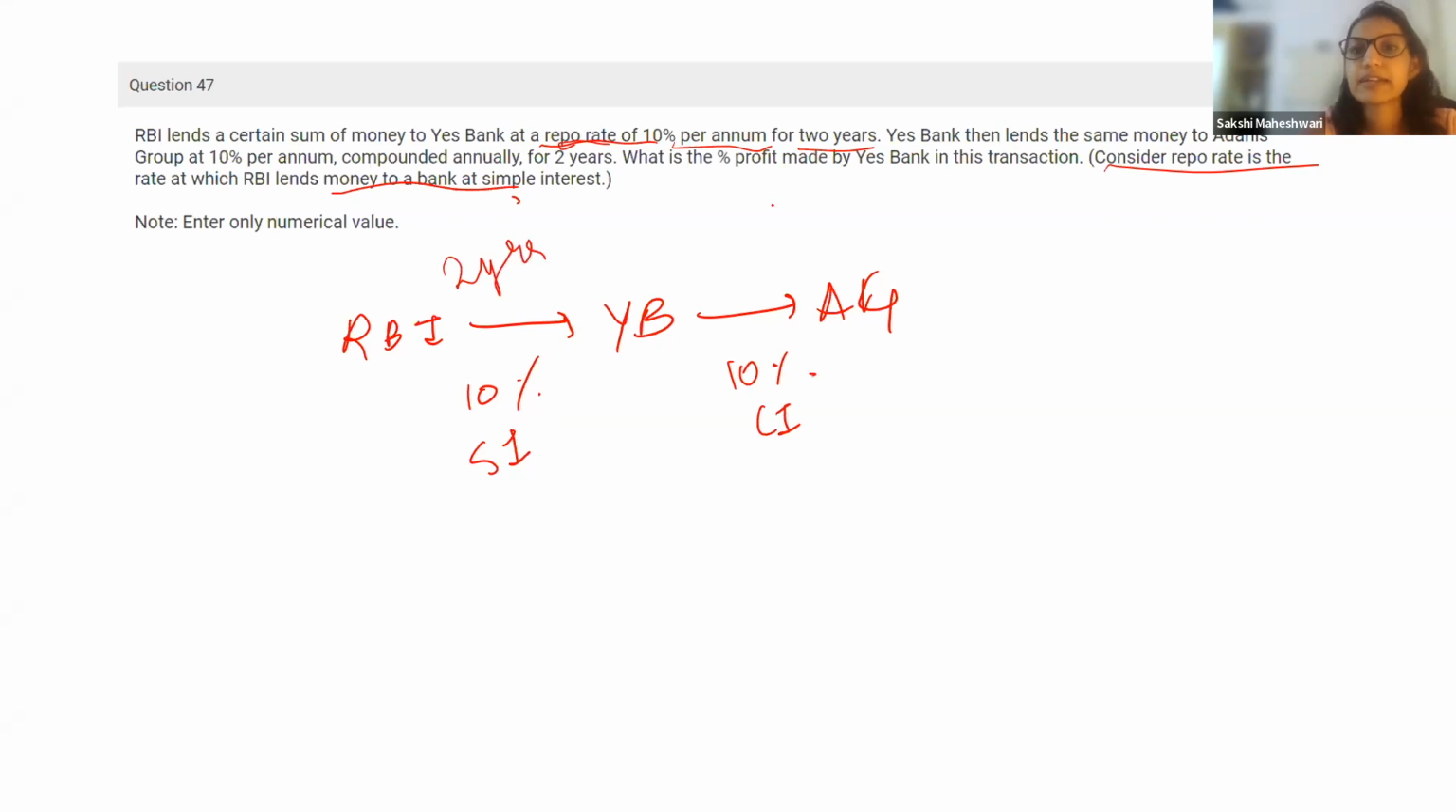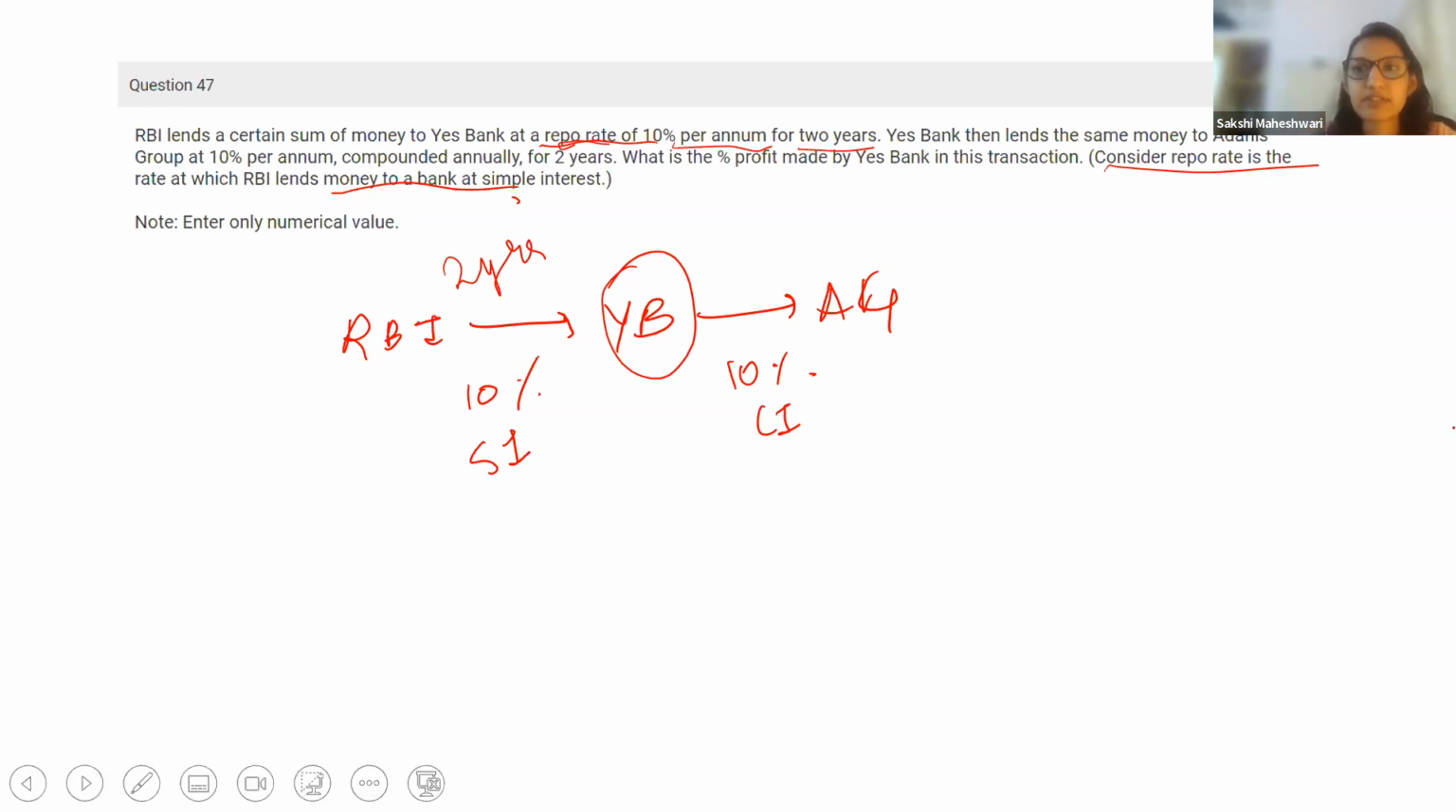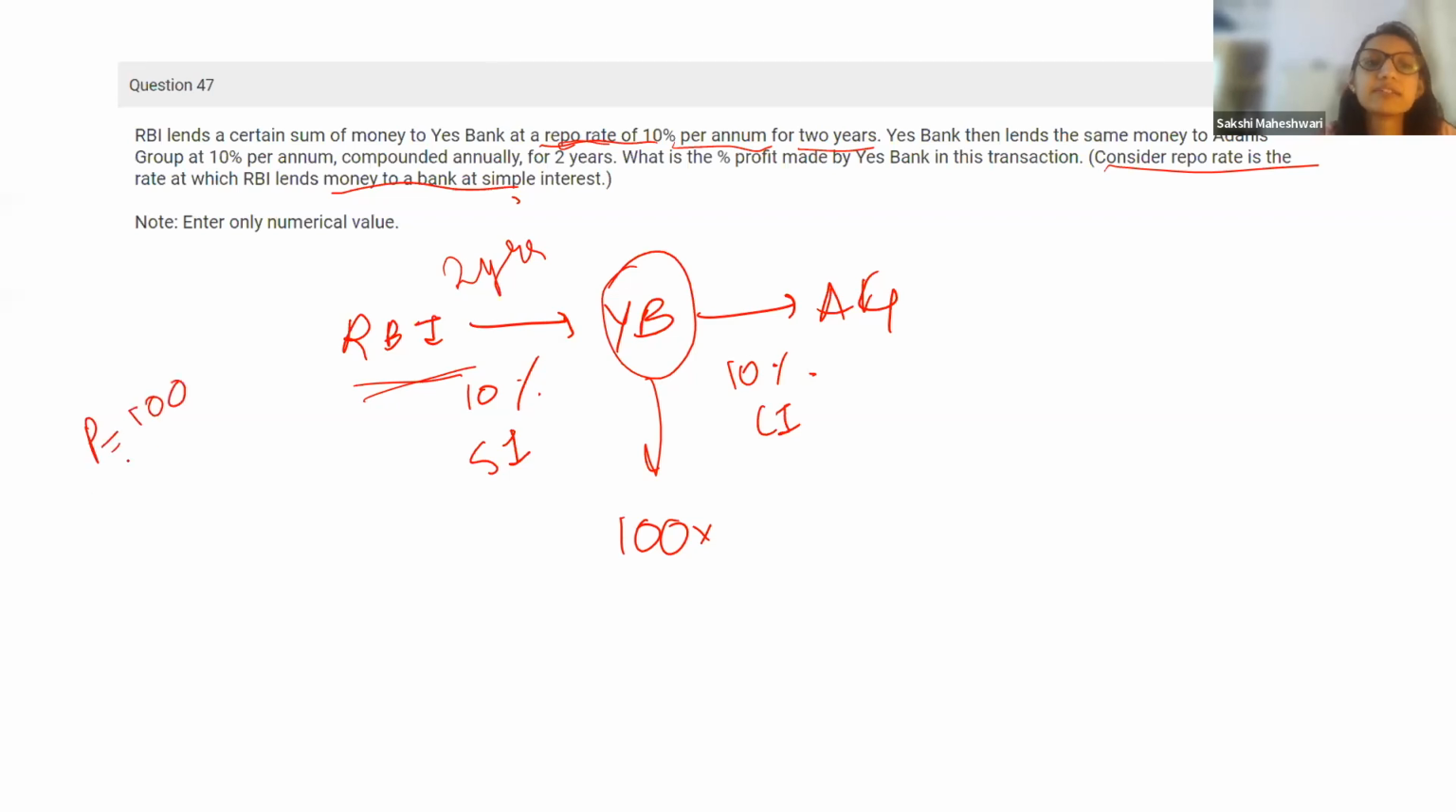So you have to identify the profit made by Yes Bank in the transaction. This is simple. You just have to identify simple interest for these 2 years and compound interest. For lending from RBI, how much interest will Yes Bank have to pay? For example, I'm taking the principal to be 100. Just remember this in quant: for simplicity, take your own numbers, like 100 or 1,000, which are easily divisible. You don't have to deal with a lot of fractions and percentages.